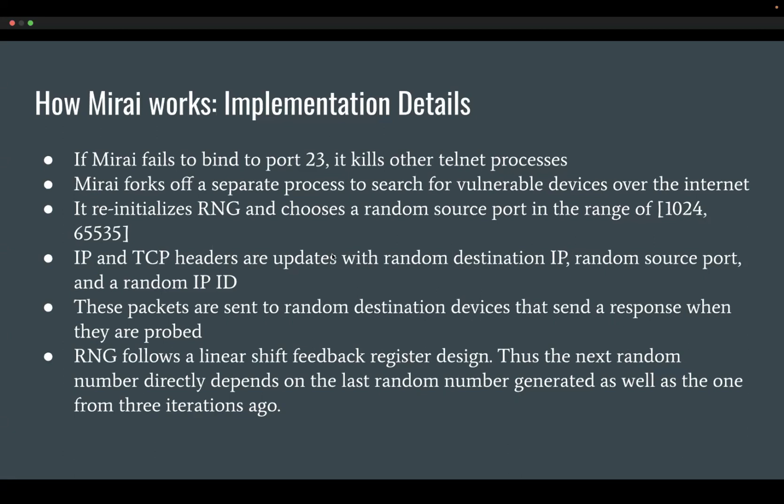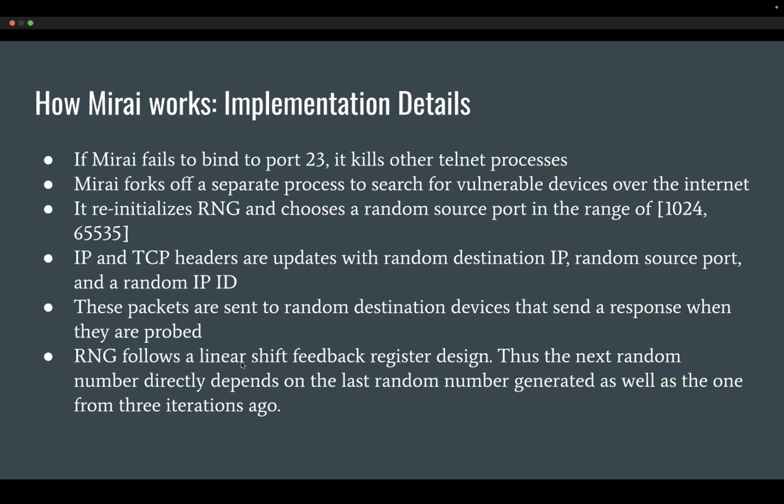What is that information? Three things are injected into these packets. One is a random source port which lies in this range. Second is a random destination IP to which it will send these packets. And the third is the random IP ID. These packets are then sent to all these random destination IP addresses.